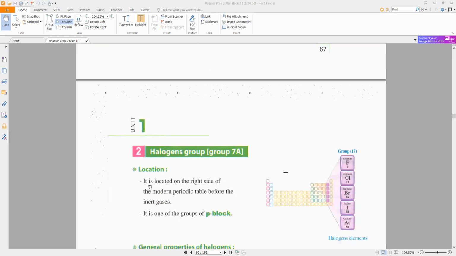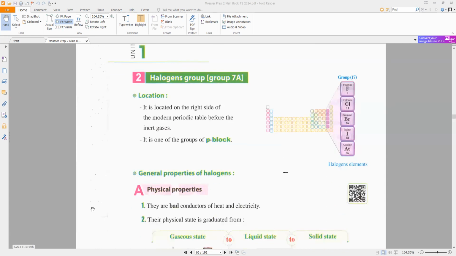This is all about the alkali metals, the 1A group, or group 1.